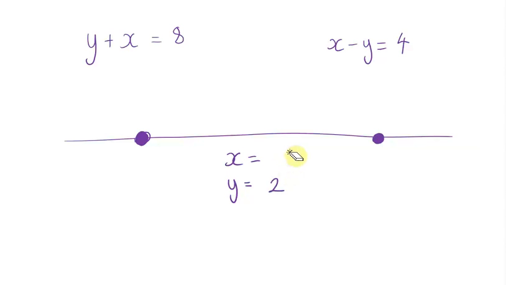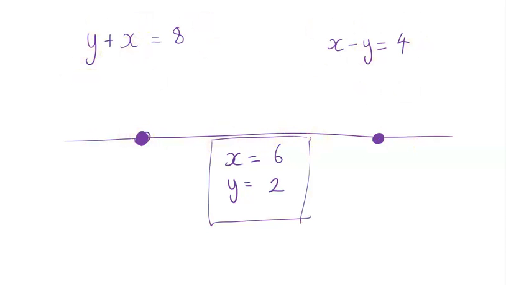Yep, x equals 6 and y equals 2. So if x is 6 and y is 2, 6 plus 2 is 8. If x is 6 and y is 2, 6 minus 2 equals 4. This is the only solution for x and y that will work for both of these equations at the same time, or simultaneously. So to find one unique solution, we need two equations if we have two variables.